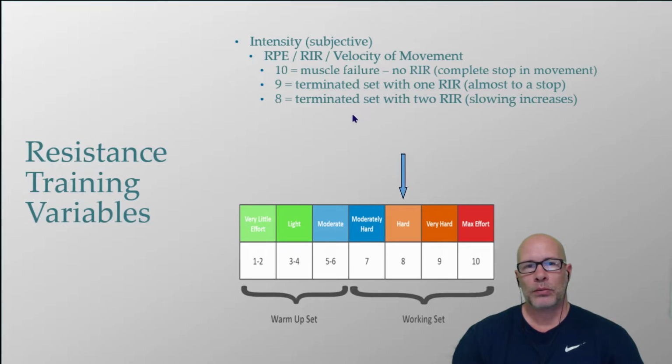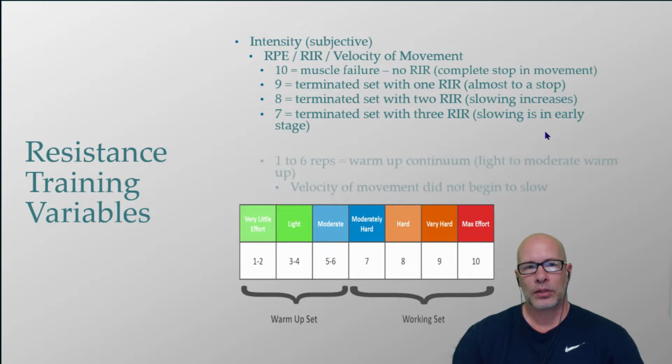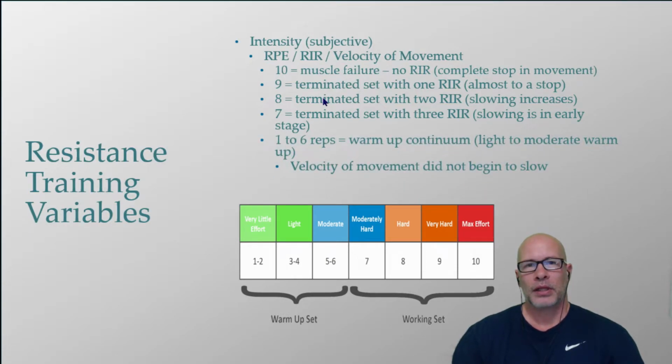An 8 means you terminated the set knowing that you had 2 or in some cases 3 repetitions in reserve, and the slowing was increasing. And the 7 means you terminated the set with 3 or sometimes 4 repetitions in reserve, and the slowing was in its early stage. But the main point of all this is that if the velocity of movement has slowed, then it was a true working set because neuromuscular fatigue has truly kicked in.